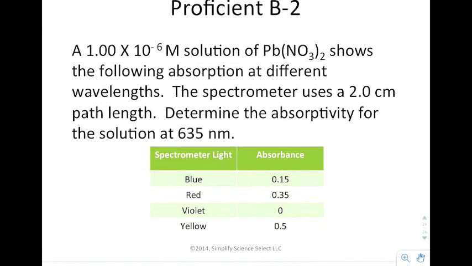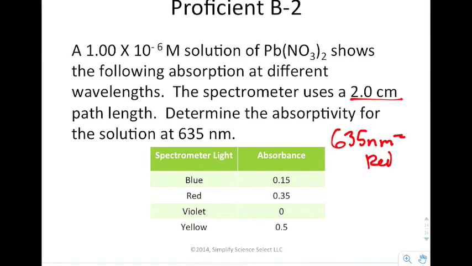So here you have a question that says a 1 times 10 to the minus 6 molar solution of lead nitrate shows the following absorptions at different wavelengths. The spectrometer uses a 2 centimeter path length. Determine the molar absorptivity at 635 nanometers. So the first thing you need to be able to do is identify which one is 635 nanometers. 635 nanometers is red. So now that you know that it's red, now you know which part of the spectrum we're going to analyze.